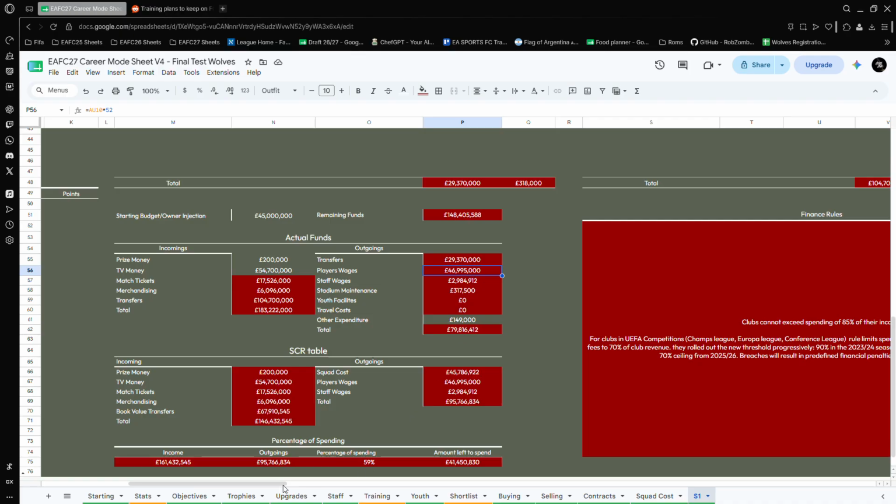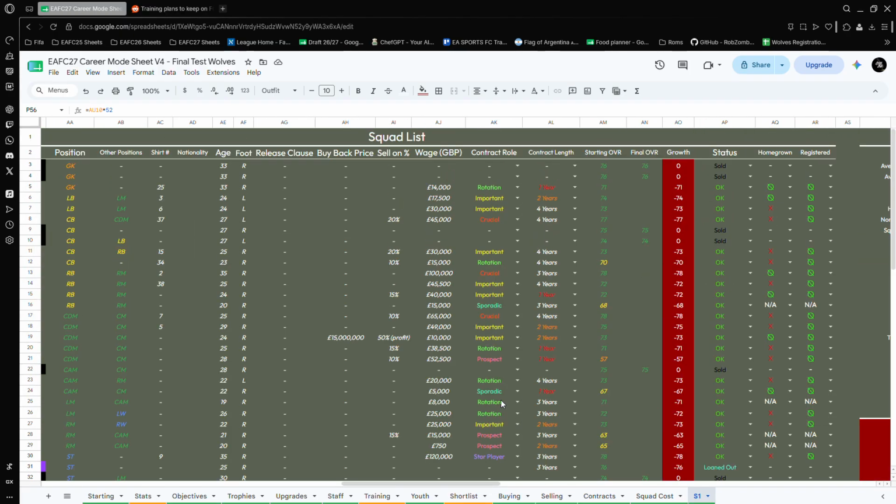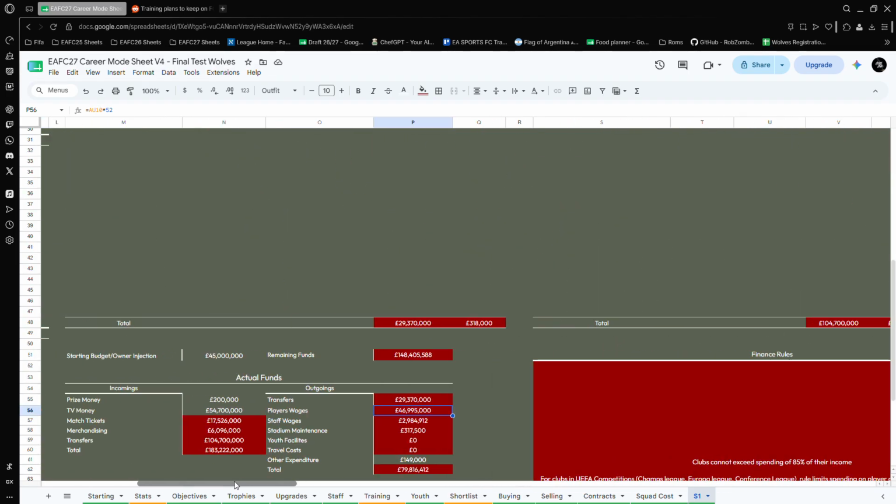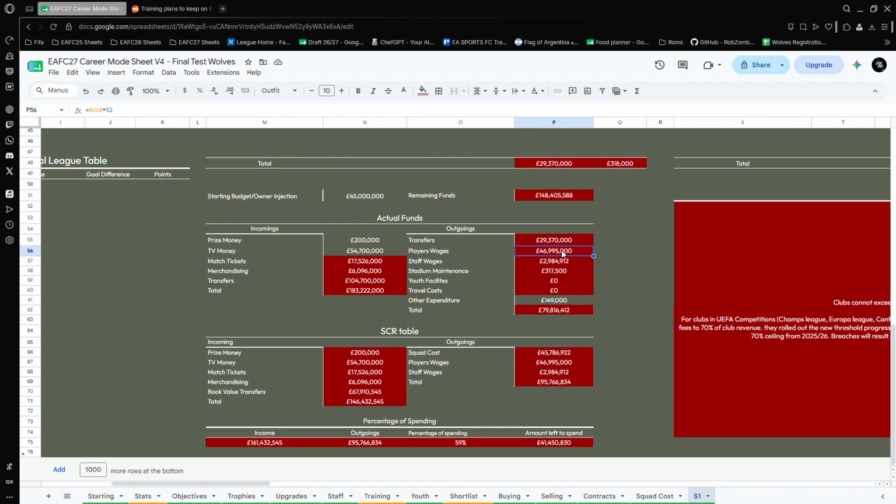That generates from the squad section, and you need to put in the player's wage. It will then work out a yearly outgoings for you, so you don't have to do it, so you can just leave it there. Staff wages, that was from your staff being filled in. Stadium maintenance, that'll be based on the upgrade section. The bigger your stadium, the more maintenance is going to cost.